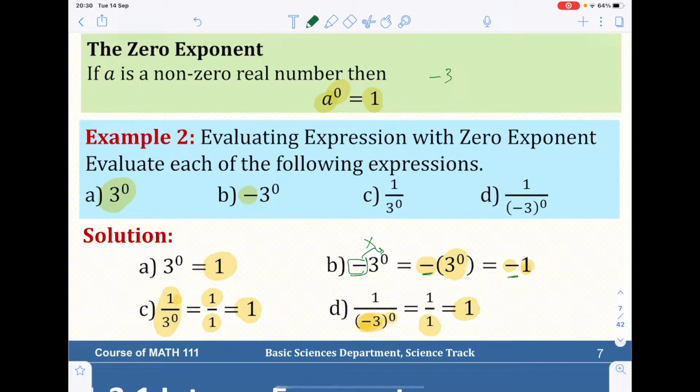of the difference between negative 3 to the power 0 and negative 3 to the power 0 with the parentheses. In this case, the negative would stay, then I find 3 to the power 0, which is 1. But in this case, the whole number is raised to the power 0, so it is 1. So this does not equal this.